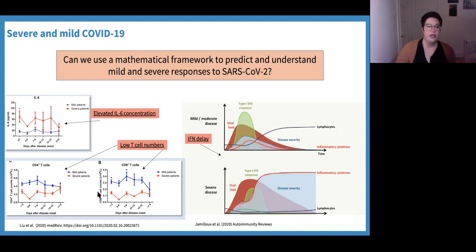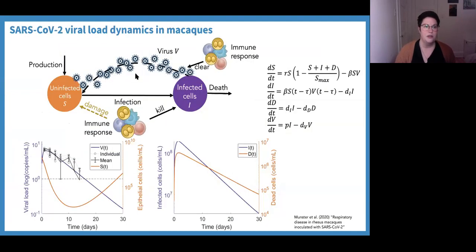And this very early emerged in data from China, where we saw that severe patients had increased IL-6 concentrations and decreased cytotoxic CD4 positive and CD8 positive T cells. And so to build our mathematical model, you'll see that there are a lot of components, but starting really simply, the first thing we wanted to do was to look at, could we devise a model that could predict simply the viral loads. Originally, we had viral loads from macaques in the Oxford vaccine study.